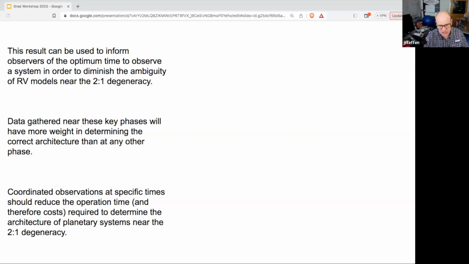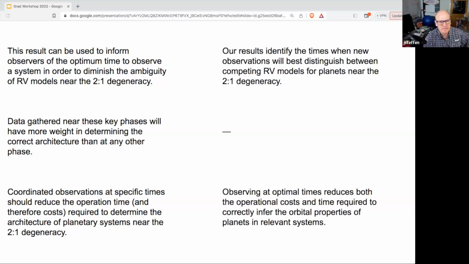Rewriting this, once you have this written down on the page and you go back and apply some of those things that I mentioned before, this is where I would go from here. Our results identify the times when new observations will best distinguish between competing RV models for planets near the 2-to-1 degeneracy. The whole second sentence is useless. There's no new information in that second sentence.